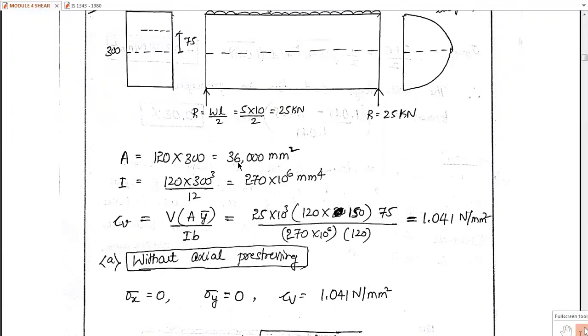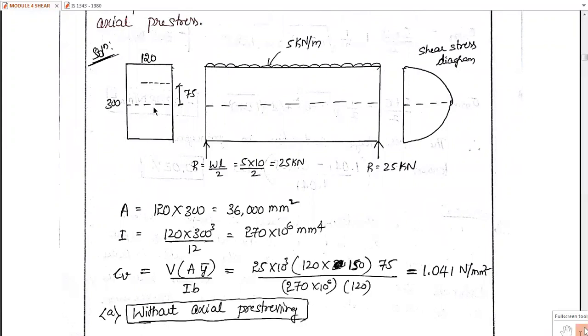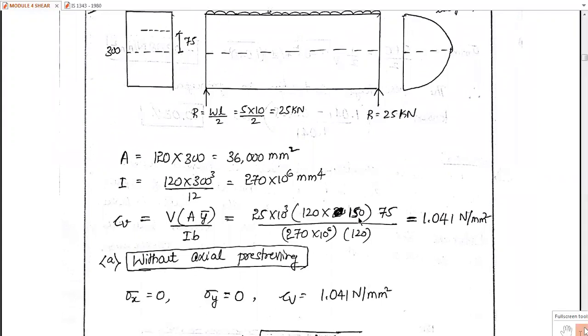Here we have calculated the area as 36,000 mm square. We are not supposed to substitute that area at this part because A y bar is the first moment of area. It means that we have to take half of the area of this rectangular section, that is 120 by half of the depth. Total depth is 300 mm, so half of the depth means 150 mm. That is 120 into 150. Always keep it in mind: here we need to substitute the area of half of the section.